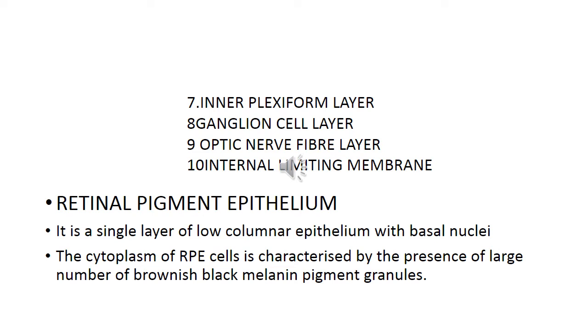That is the inner nuclear layer, inner plexiform layer, then the ganglion layer, optic nerve fiber layer, and the inner limiting membrane. Now coming over to the first layer, which is the retinal pigment epithelium layer, it is actually a single layer of low columnar epithelium with basal nuclei, and the cytoplasm of the retinal pigment epithelium is actually filled with large number of brownish black melanin pigment granules.